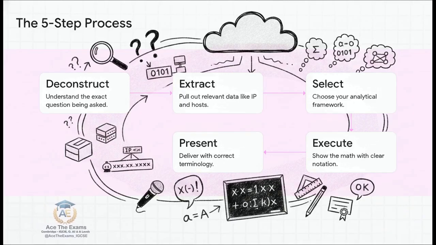Select your analytical framework. Decide which subnetting formula or binary mapping you actually need for this specific problem. Step 4. Execute with clear notation. This is exactly where your method marks live. Write down the math, show the steps. And step 5. Present with correct terminology. Lock this exact sequence into your memory. It is your ultimate lifeline when you're sitting in that silent exam hall.